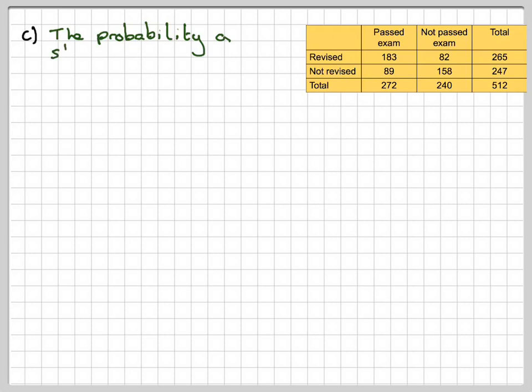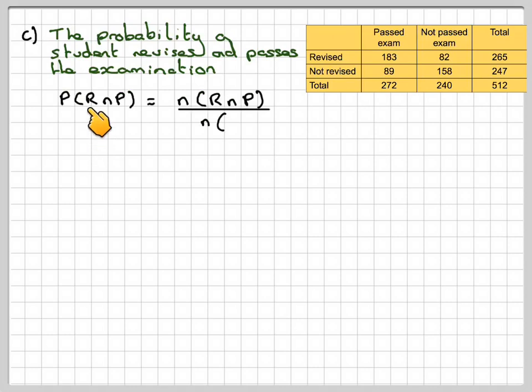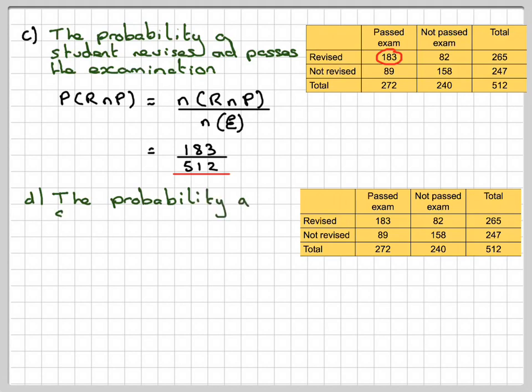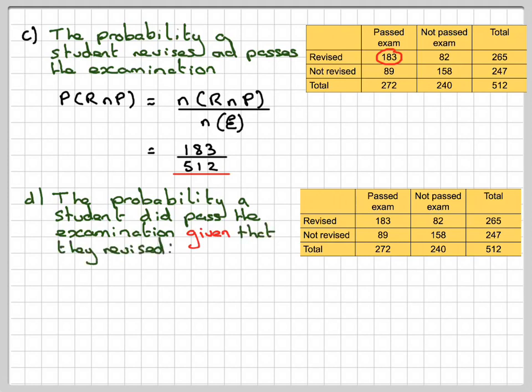Part C, you want the probability that a student revises and passes the examination. So that is the probability of R and P, which is the number in R and P divided by the number in the universal set. R and P is 183. The number in the universal set is 512. That doesn't cancel down.